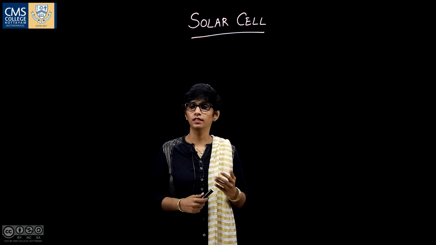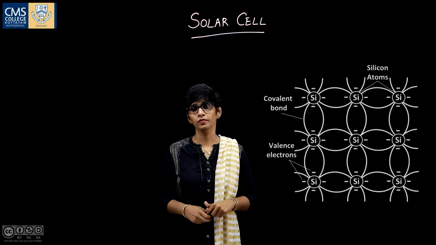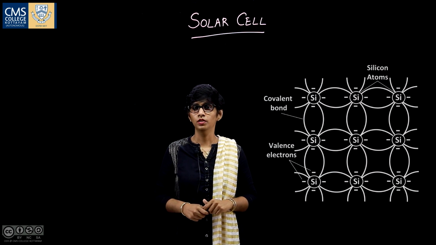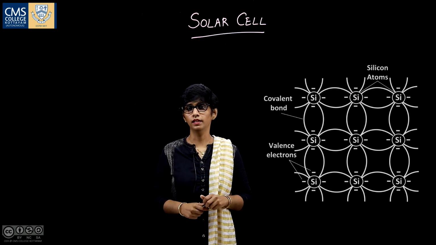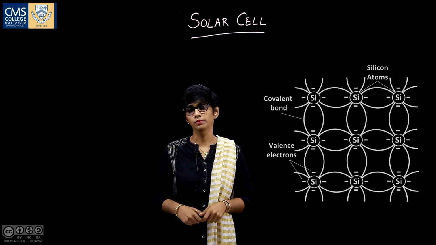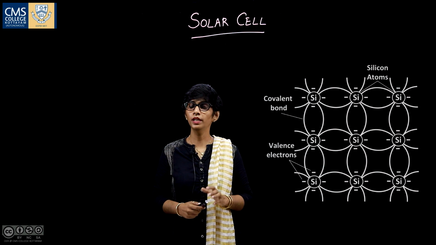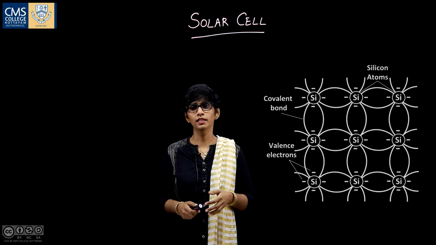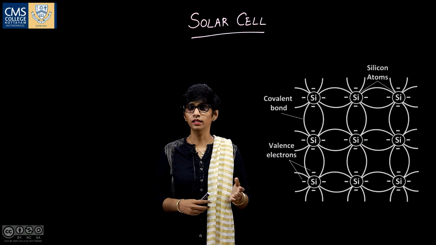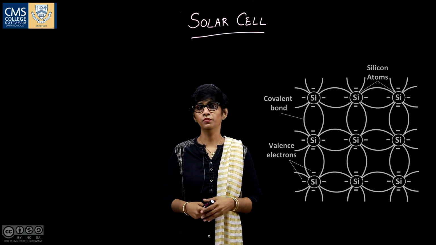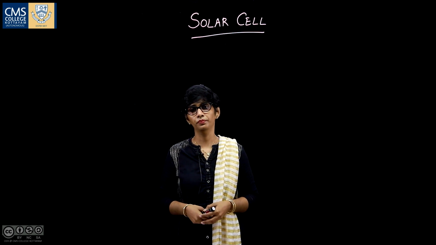Here I am considering the example of silicon. Silicon has 4 valence electrons. So inside the material, the atoms are perfectly bonded. So there are no free electrons in the material, and automatically there is no conduction inside the material. So in order to increase the conductivity, we need to dope the material.